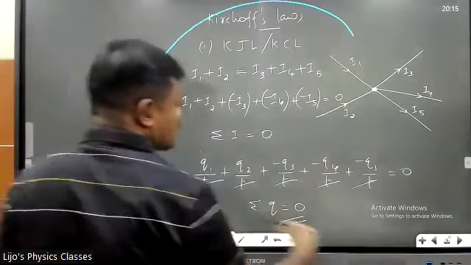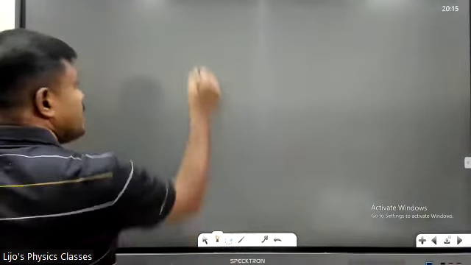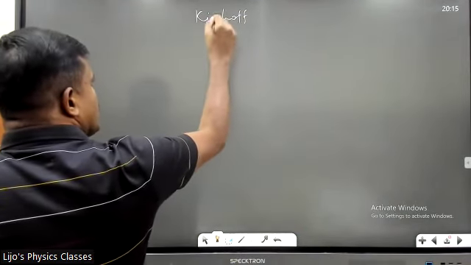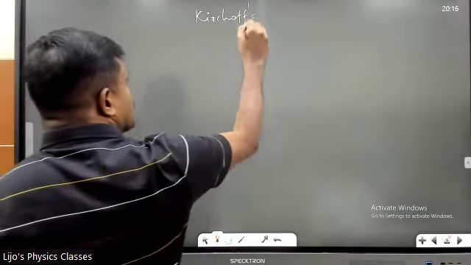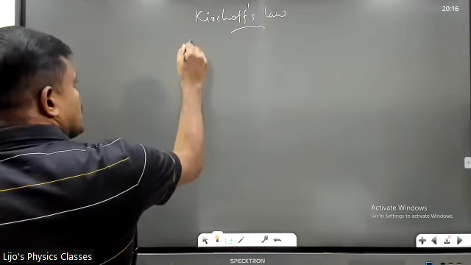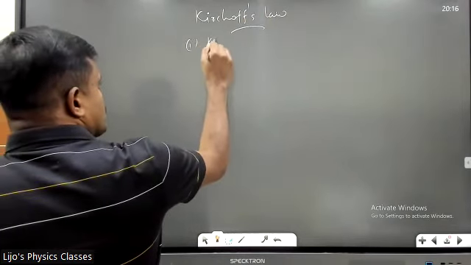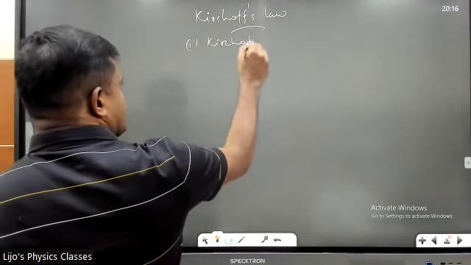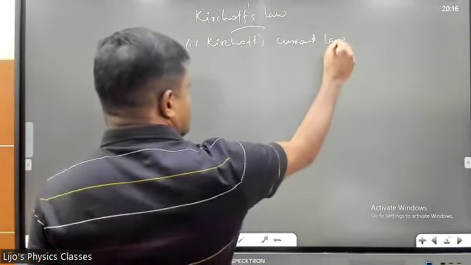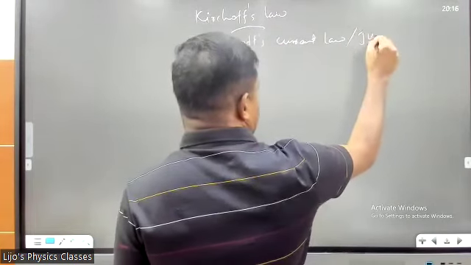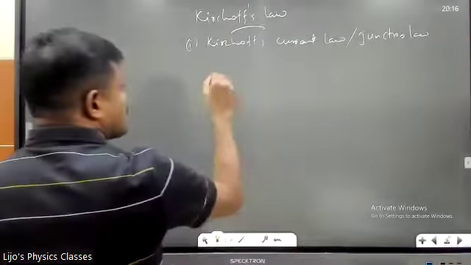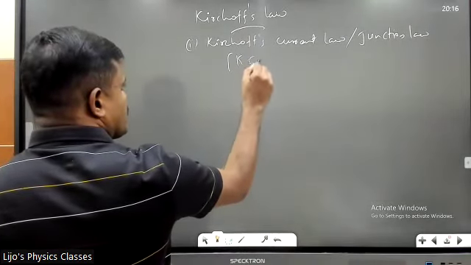Write the heading Kirchhoff's laws. These are laws that help us to solve complex electrical circuits. Kirchhoff's law number 1: Kirchhoff's current law or junction law.